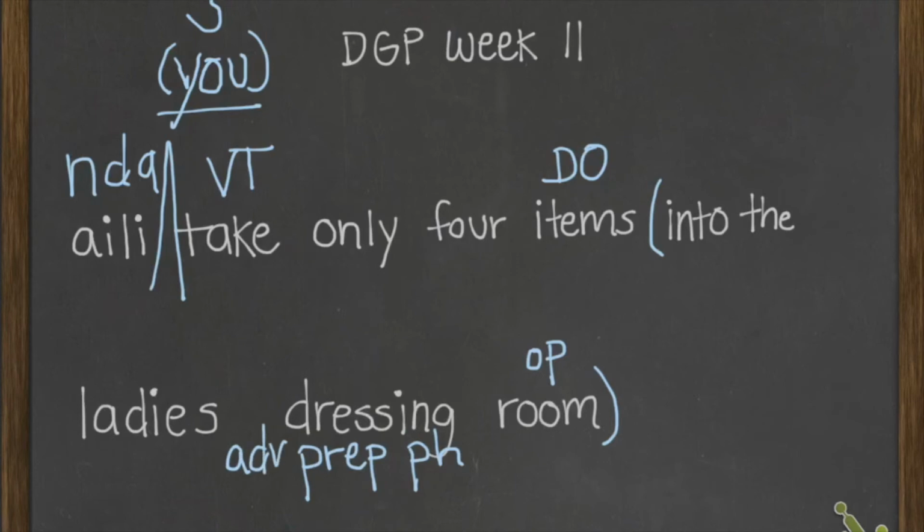The last thing we need to do is underlining. Remember, NDAs never get underlined. I already underlined my subject one time for you a little bit earlier. If you haven't done it yet, don't forget to do it. Are there any words describing you? Not really. Let's underline our verb 2 times. Is it you only 4 items into the ladies' dressing room? Doesn't make much sense. Take only 4 items into the ladies' dressing room? Yes, this is all completing my complete verb.